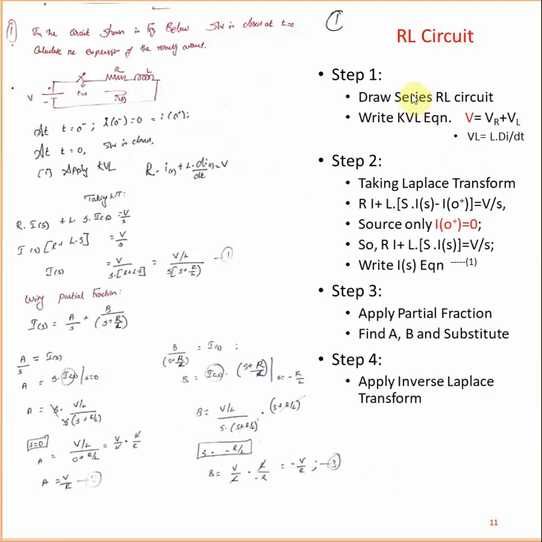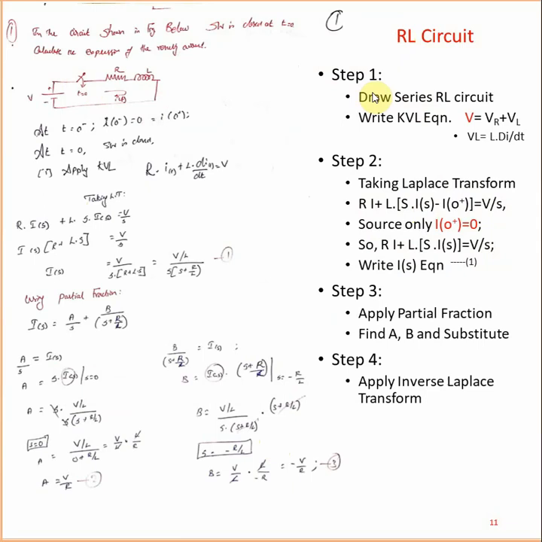Okay, so these are derivations. Already I said, here how many switches are there? Only one switch is there, so step 0 is not present. If only one switch is present, then I of 0 is equal to 0. That's why I mentioned it in red color. Then you replace this term: R into I of s plus L into s into I of s is equal to V by s.